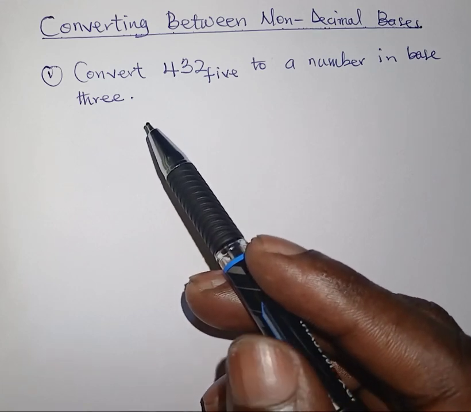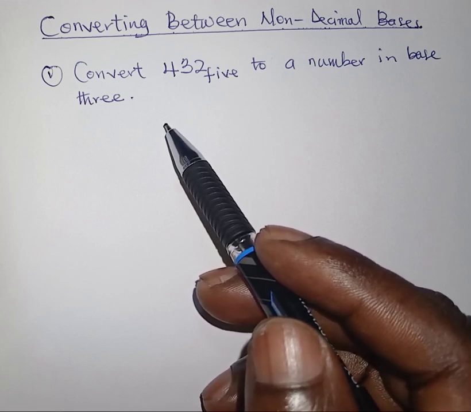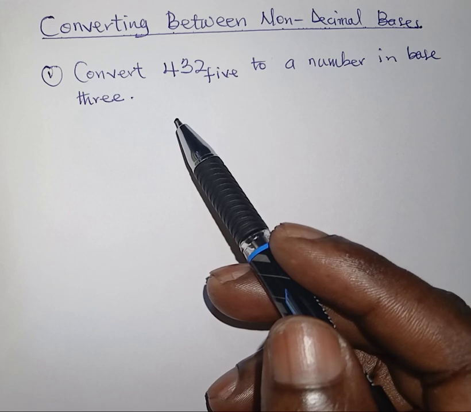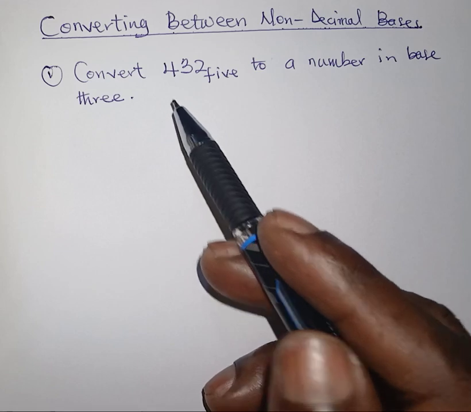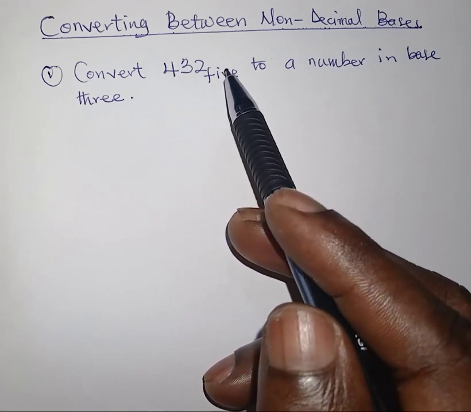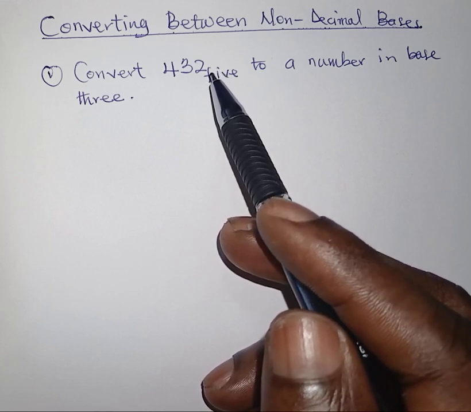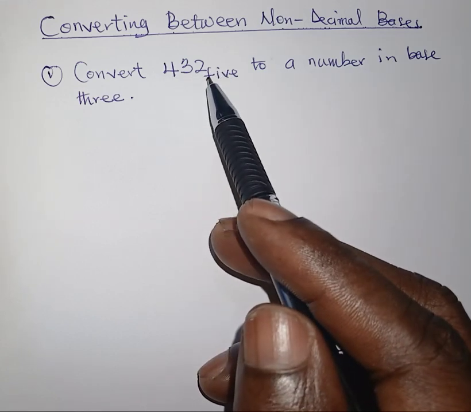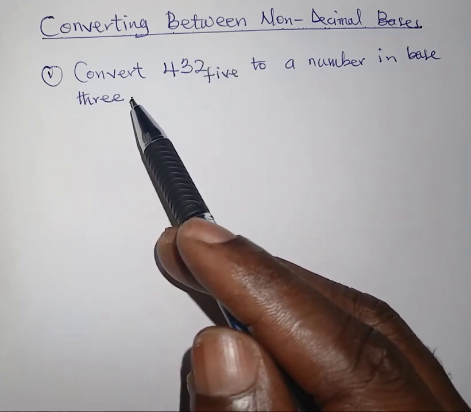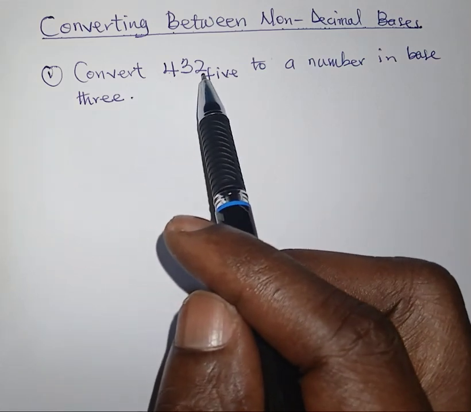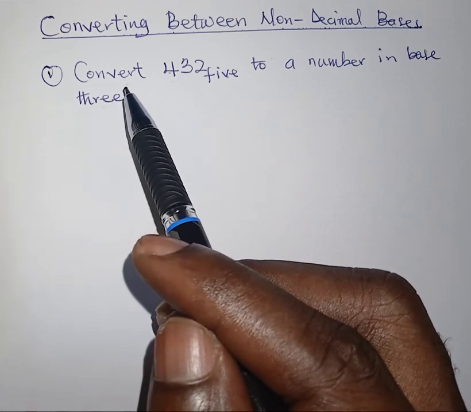Now in this case, once the two bases you are converting between are different from base 10, first of all, you need to convert the given number to base 10. First, convert the number you are given to base 10. After that, you convert to the actual base. So here you are converting from base 5 to base 10, then you convert from base 10 to base 3. That is how it is done.